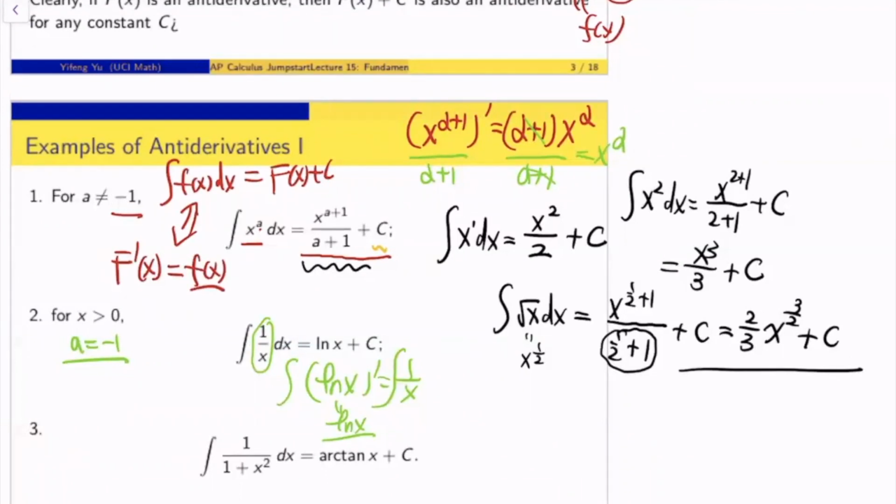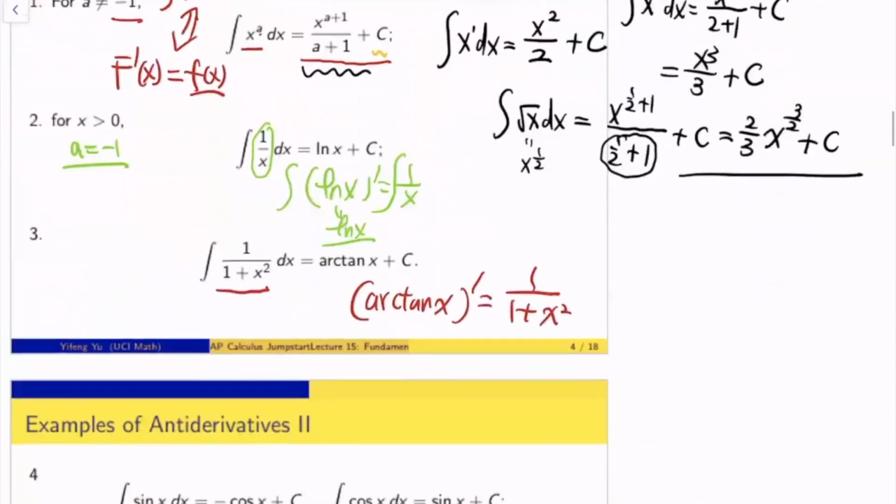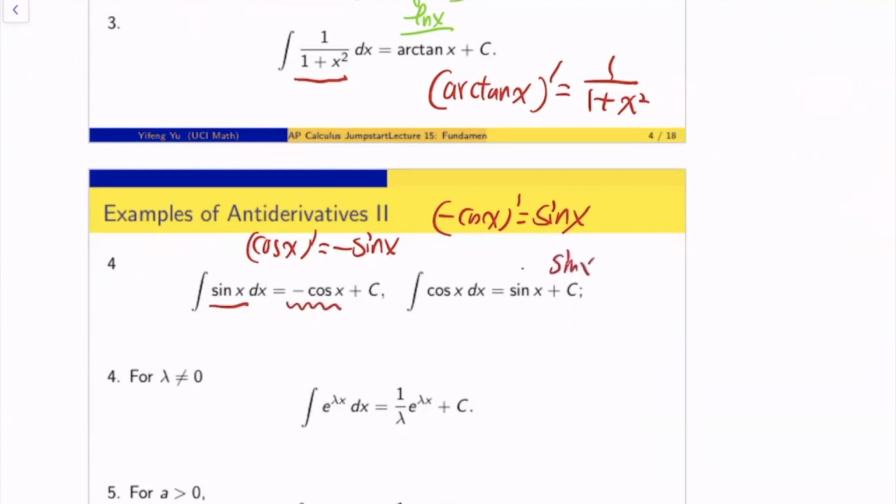Okay, the next one: the antiderivative of 1 over 1 plus x squared is arctangent x. That's just because we know the derivative of arctangent x is 1 over 1 plus x squared. Let's look at more. The antiderivative of sine x is negative cosine x. That's because we know the derivative of cosine x is negative sine x, so the derivative of negative cosine x will be sine x. And here it's similar, because we know the derivative of sine x has no negative sign, so it's cosine x.